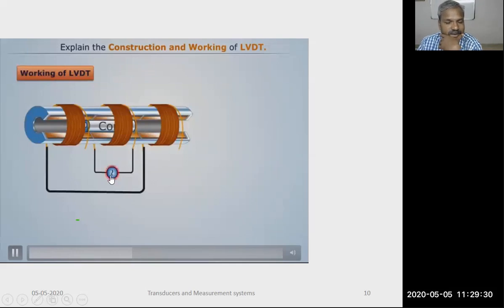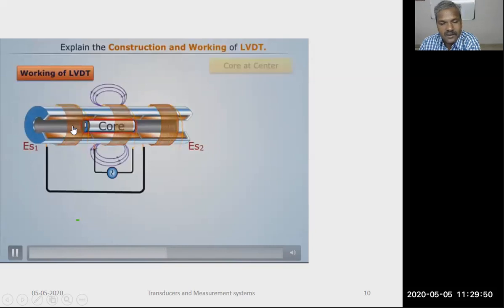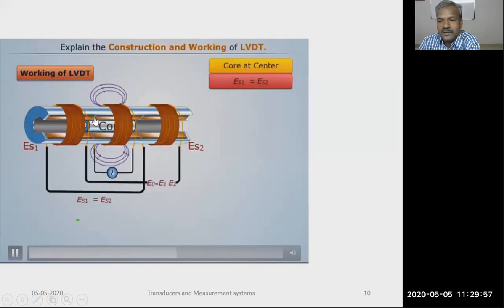So when the primary is excited and the core is at the middle, there will be equal EMF induced in ES1 and ES2, so the net output becomes 0. This is the EMF induced in secondary coil 1, and this is the EMF induced in secondary coil 2. When the core is at the middle, the EMF induced in both coils is equal.